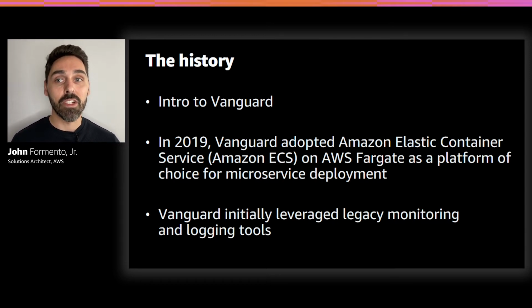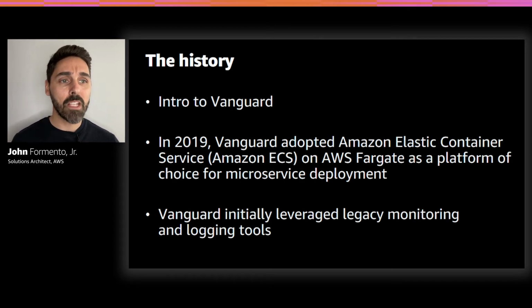adopted a microservice strategy that had selected ECS on Fargate as one of the key components or platforms to deploy these microservices on. And this really allowed Vanguard to unlock efficiencies, as they no longer had to worry about the undifferentiated heavy lifting of managing compute resources at a granular level. They can really focus on building high-performant, feature-rich applications for their large customer base.